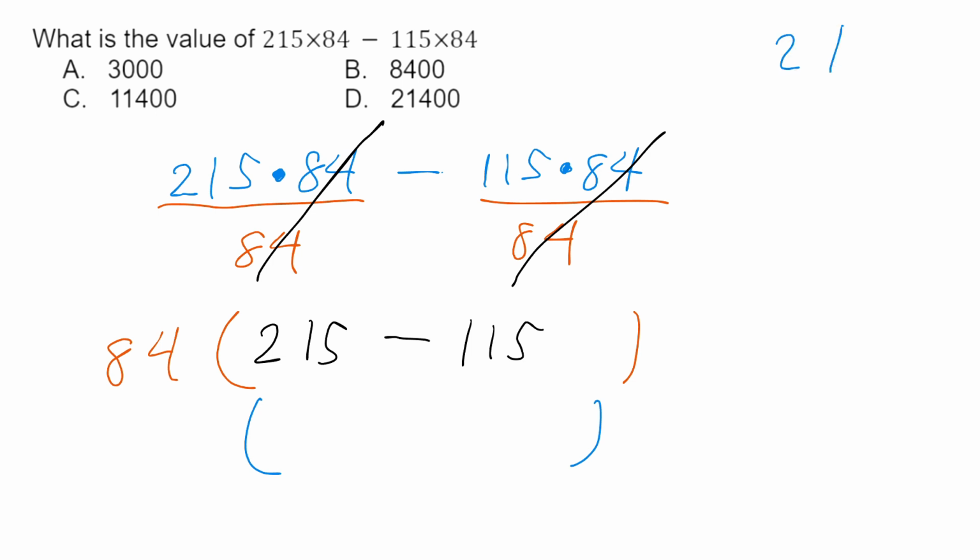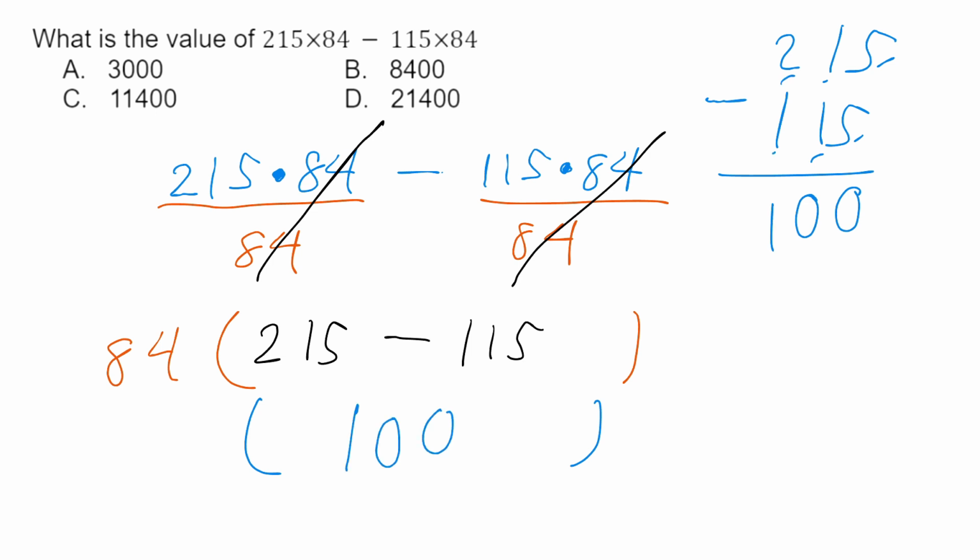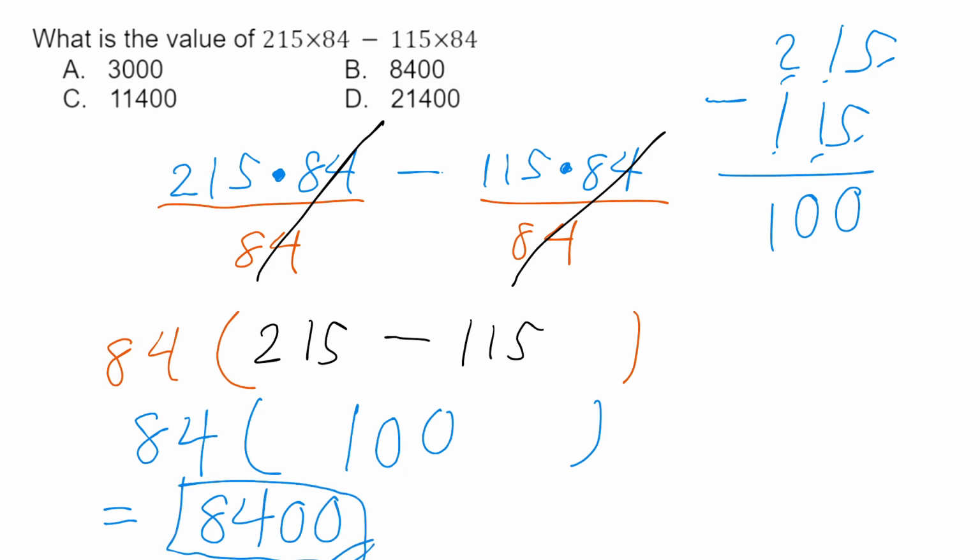For those who are confused, 215 and 115 there. What's 5 minus 5? 0. 1 minus 1 is 0. And 2 minus 1 is 1. So this thing here is going to be 100. So 84 times 100. That's so easy, right? 84 and with two zeros. That is already our final answer.